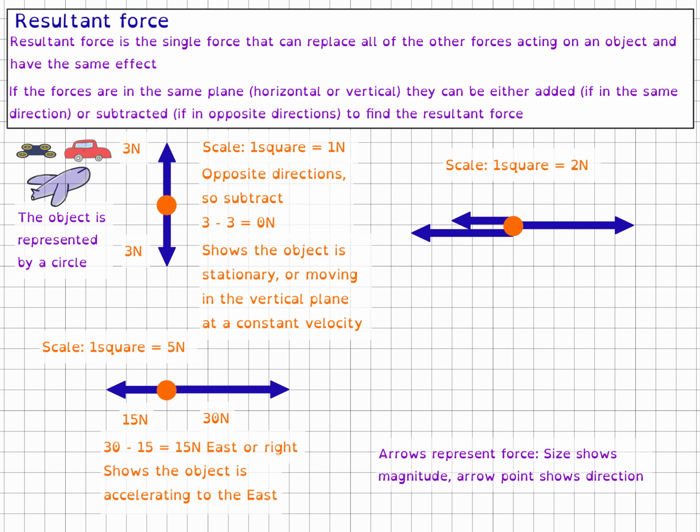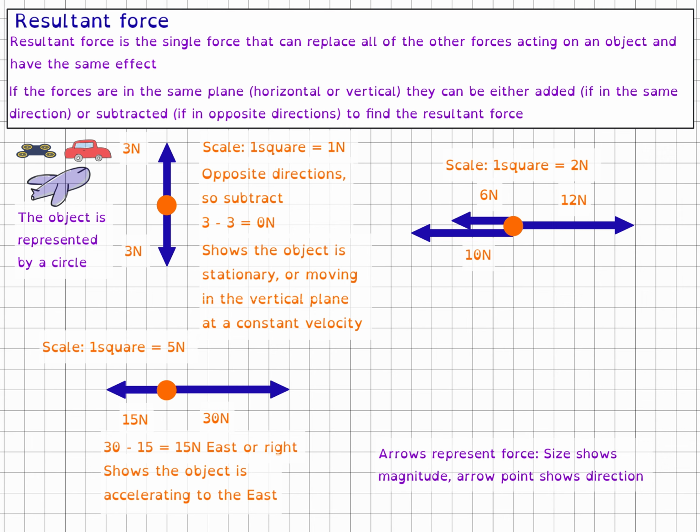Now our last example, the scale is 1 square equals 2 newtons. We have an arrow going towards the left that is 3 squares long, which gives us 6 newtons, and another arrow going towards the left, which is 5 squares long, which gives us 10 newtons. And then towards the right, we have an arrow which is 6 squares long, which is 12 newtons.